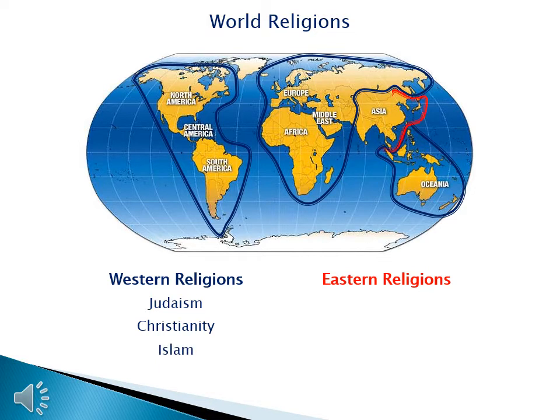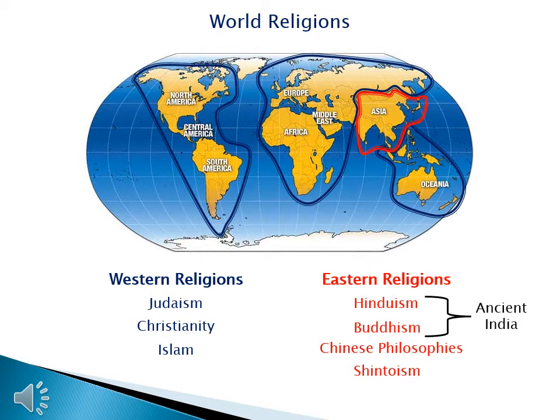The people in the red area in Asia practice Eastern religions. Eastern religions include Hinduism, Buddhism, Chinese philosophies, and Shintoism. Today we're going to focus on two Eastern religions: Hinduism and the reaction to Hinduism, Buddhism. Both of these religions can be found in ancient India. Go to the next slide.